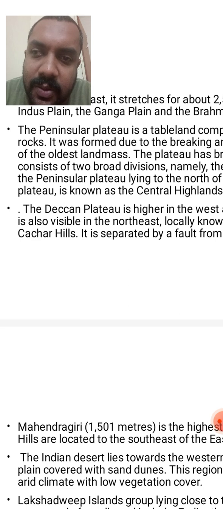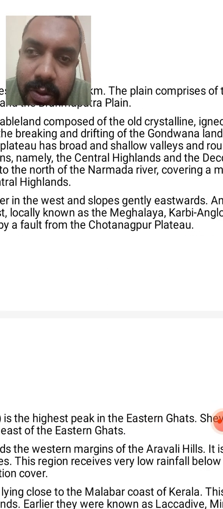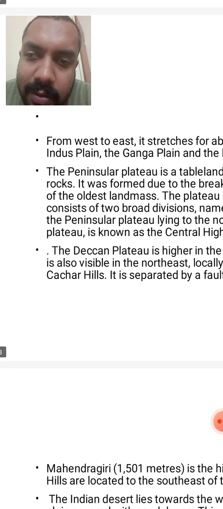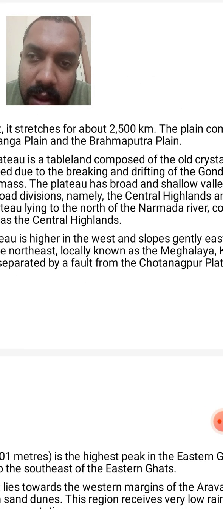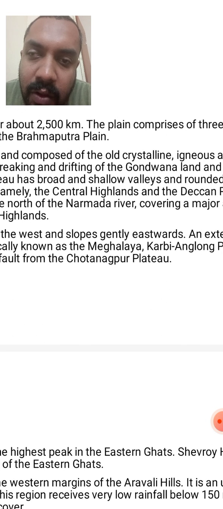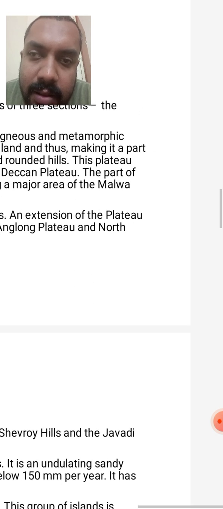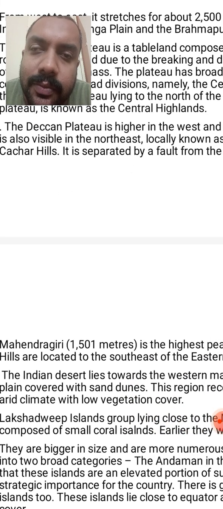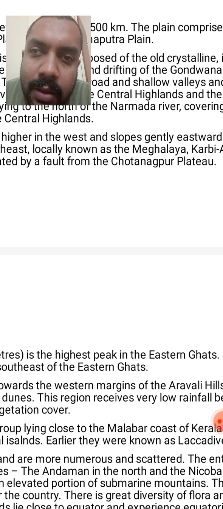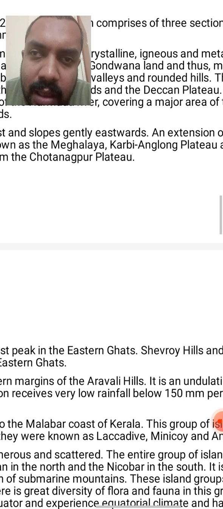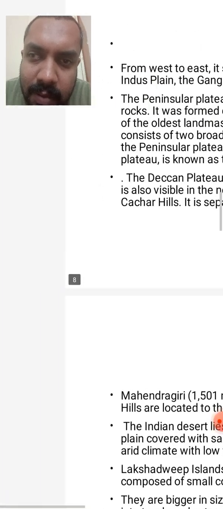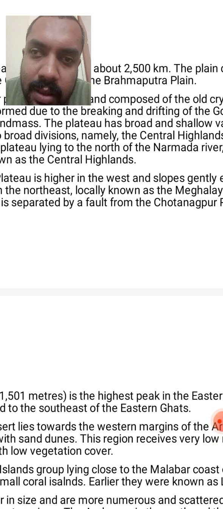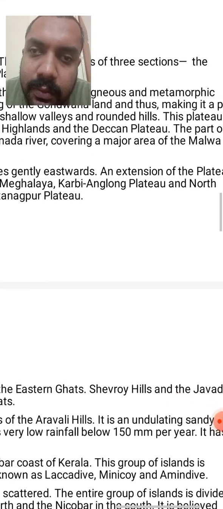The peninsular plateau is the tableland composed of old crystalline, igneous, and metamorphic rocks. It was formed due to the breaking and drifting of the Gondwana land, and thus makes a part of the oldest landmass. The plateau has broad and shallow valleys and rounded hills. This plateau consists of two broad divisions, namely the Central Highlands and the Deccan Plateau.